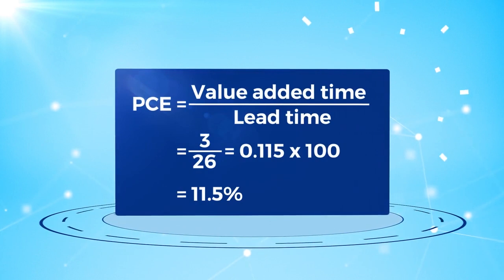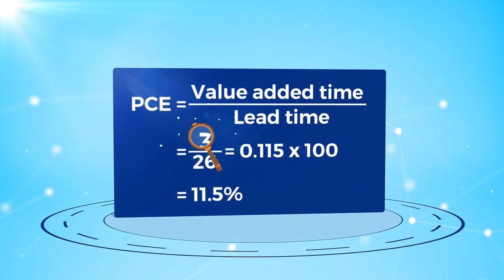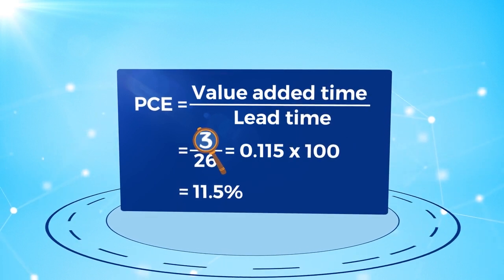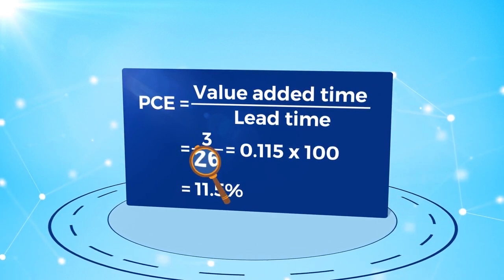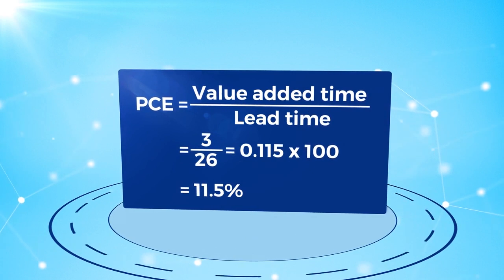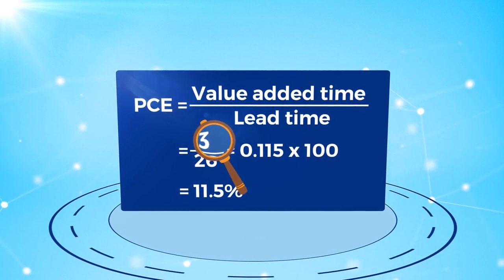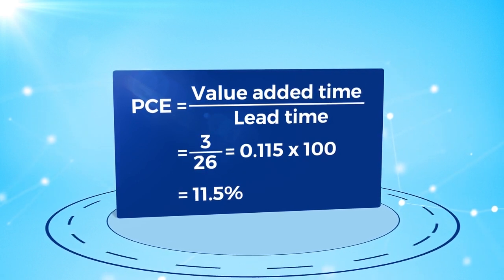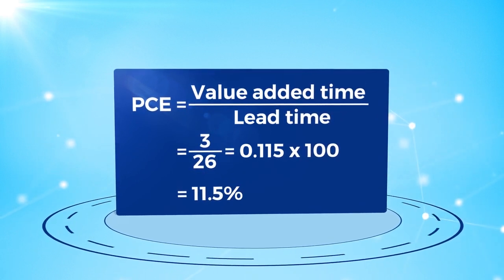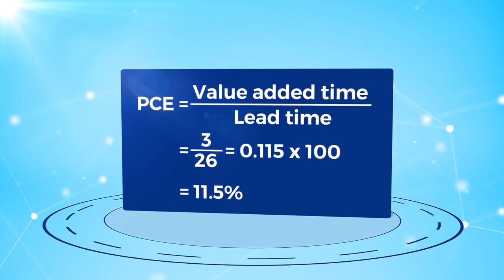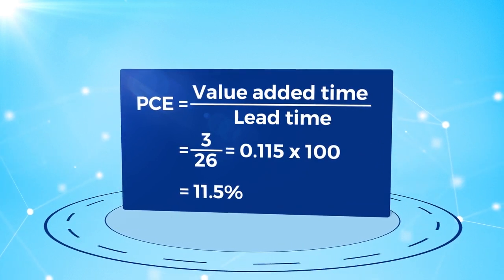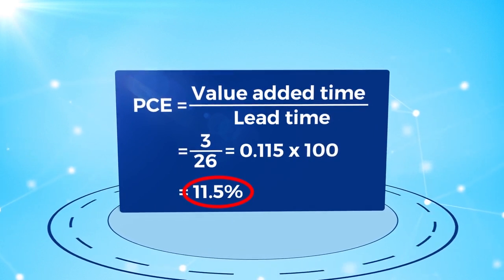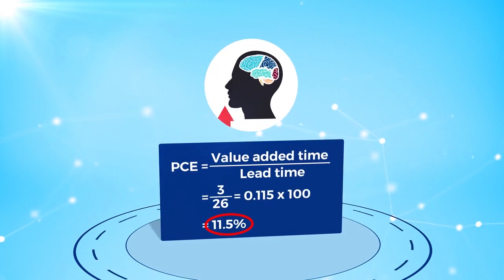This means that the numerator in the PCE formula is 3. The time it takes to mix the raw ingredients and prepare them for bottling is 26 minutes. To calculate PCE, the team takes the value-added time of 3 and divides it by the lead time of 26 to get a resulting PCE of 0.115. They express this as a percentage by multiplying by 100. The result of 11.5% indicates that the mixing process is not sufficiently lean and certainly has room for improvement.